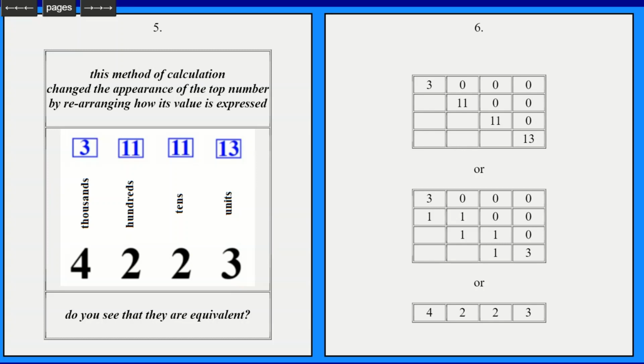Here's another way of expressing them. 3,000, 1,100, 11 tens, and 13 units. Normally, we only have one digit in a column, where the column indicates size. So if we tidy that up, we get 4,223, which is actually the number in our calculation.